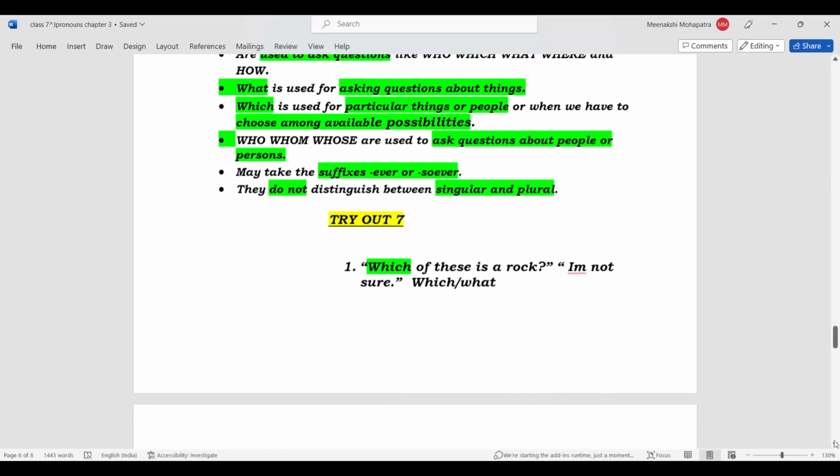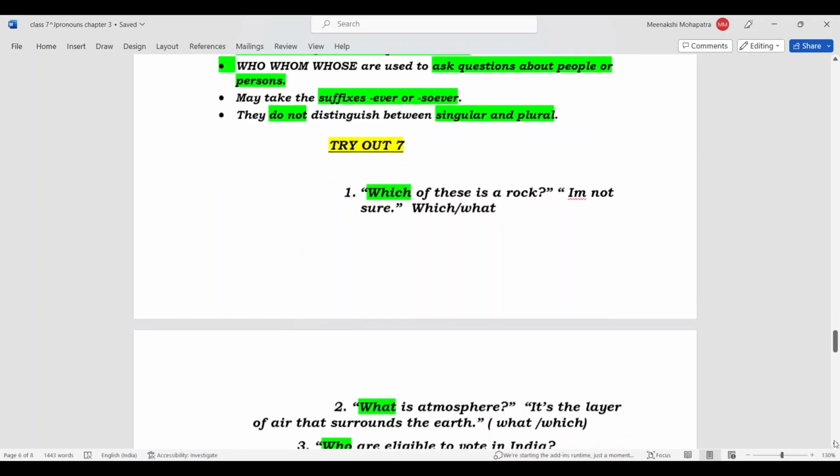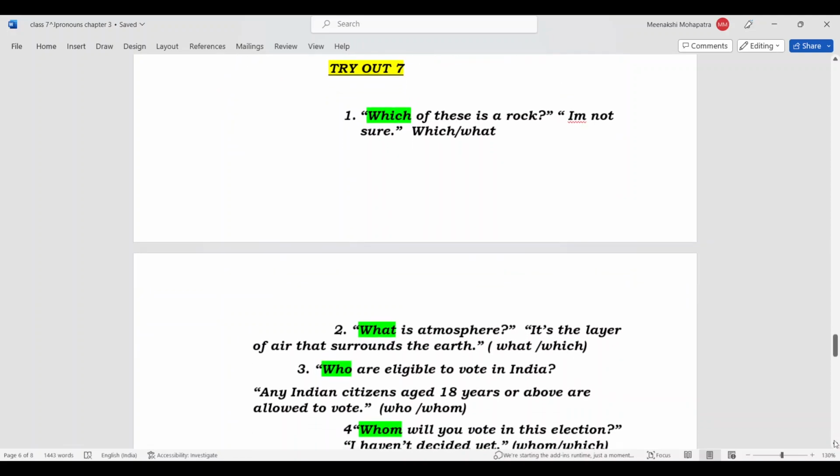Which of these is a verb? I'm not sure. Why have we used which? We have used which because we have been given a number of possibilities of rocks. A number of options are given, so we have to choose one. So we use the word which. Number 2, what is atmosphere? Because I'm asking about something, that is why I will use what. It is the layer of air that surrounds the earth.